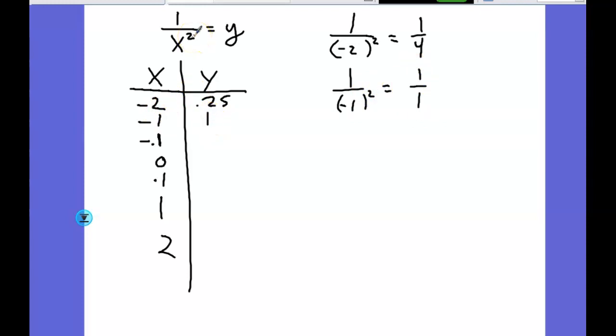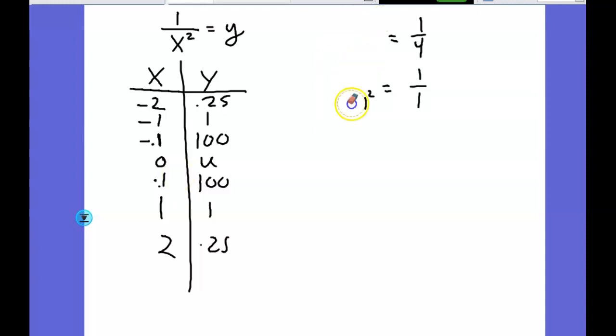If I plug in 0.1, I'm going to have to use my calculator for that. Just a second. I get 100, so I get a really big number for that. If I plug in 0, I get undefined again. Now, if I plug in these other numbers, I'm actually going to get the same exact answers again because of the squaring. The only difference between these ones and these ones is plugging in a negative, but when you square it, the negative doesn't matter. So you get the same numbers repeated there.